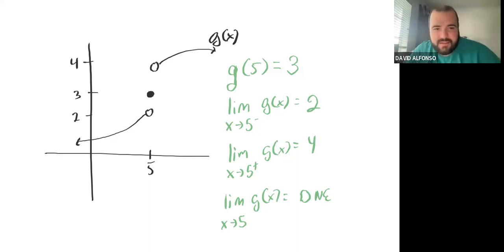But anyways, that's kind of the basics. And of course, you can do the same thing with a table. I've seen problems before where they give you a table and you just have to look at the table to figure out the values that it approaches.